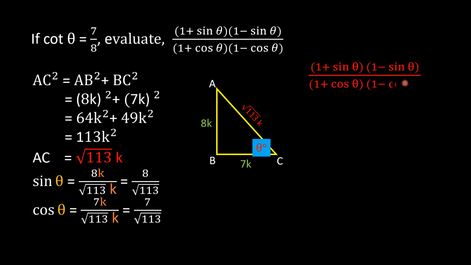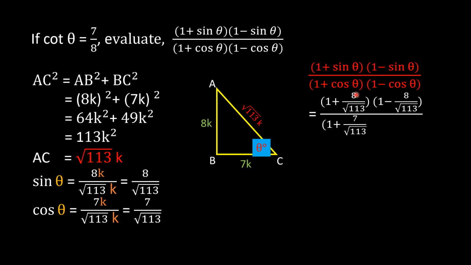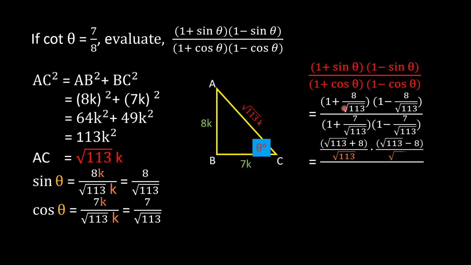Now we will write the statement of which we have to find the value. In this statement we will substitute the values of sin theta and cos theta. So we write sin theta as 8 divided by under root 113 and cos theta equals 7 divided by under root 113. 1 multiplied by under root 113 will be under root 113 plus 8 divided by under root 113.